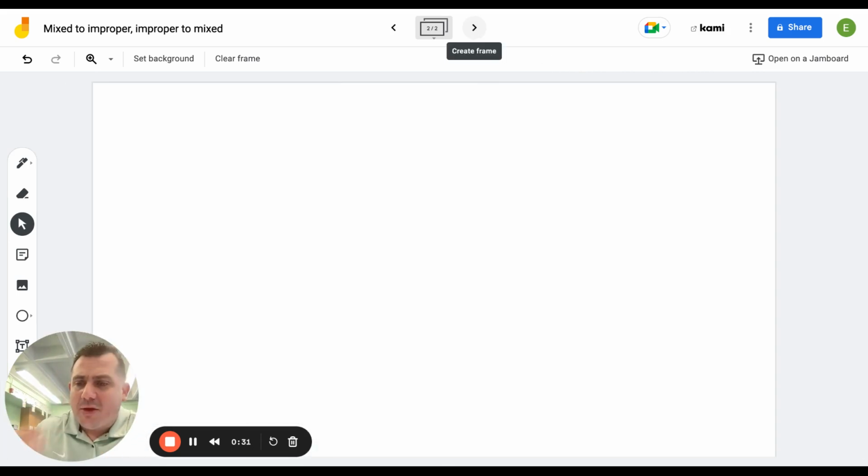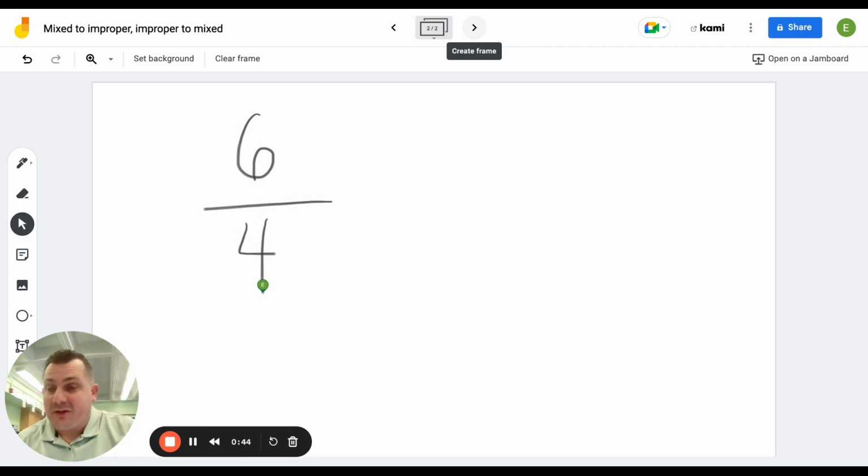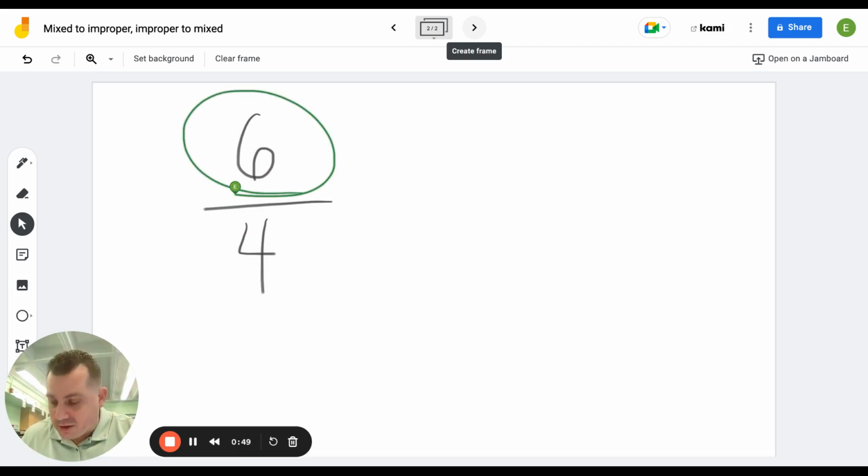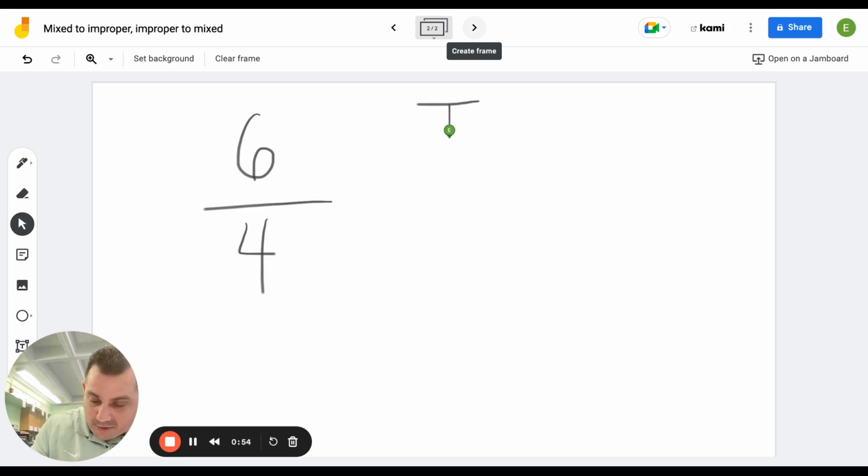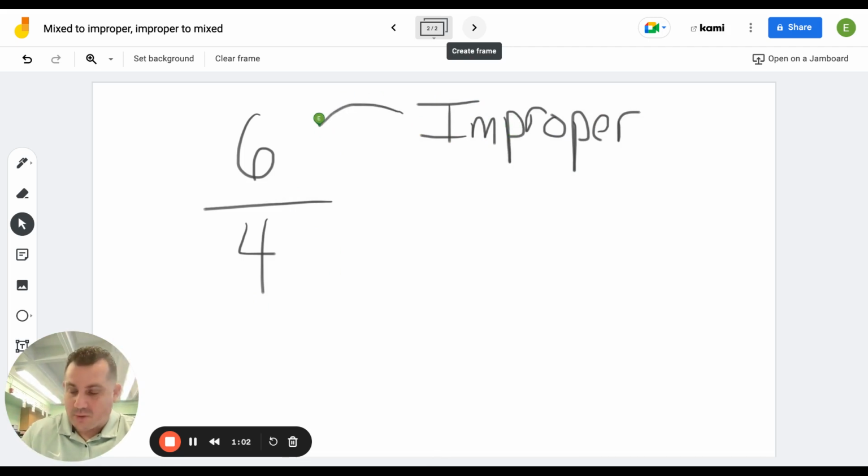So let's start with an improper fraction. Let's change that so it's a little bit thicker. There we go. 6/4. 6/4 is an improper fraction. It's an improper fraction because my numerator is larger than my denominator, which makes it improper. Okay? Our numerator is greater than our denominator. So that's an improper fraction.